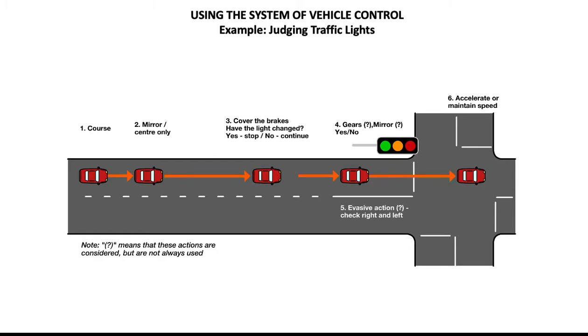Step 1, set the course. The driver is going straight ahead at the traffic lights. Step 2, check the mirrors. Step 3, cover the brakes if necessary. Have the lights changed? Yes, then stop. If no, continue on. Step 4, we may need to change gears, do another mirror check, again making that point of decision. Step 5, evasive action. Check to the right and left for any red light runners. And then step 6, accelerate or maintain speed.